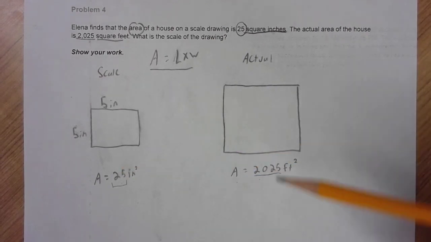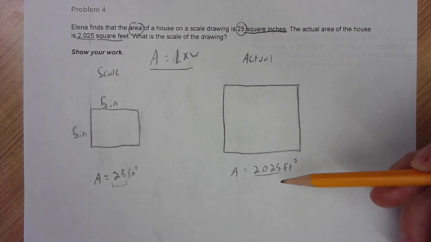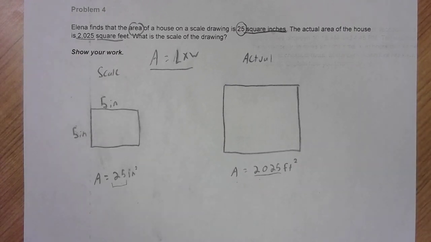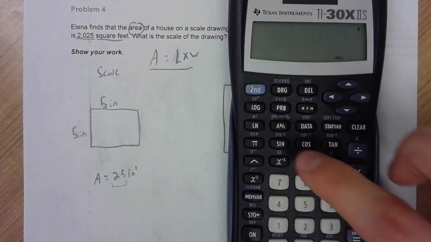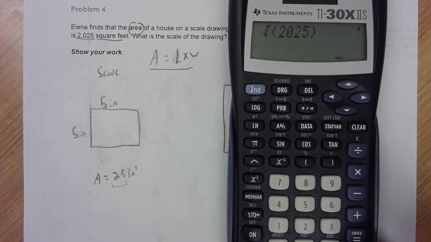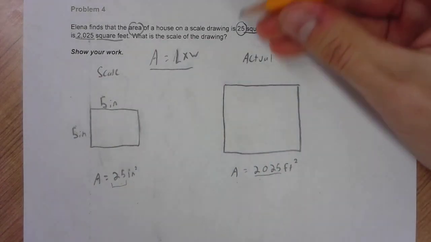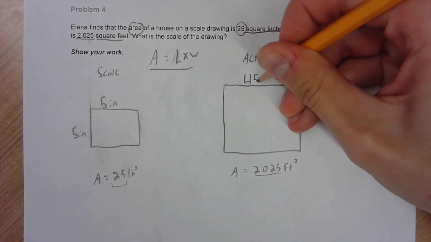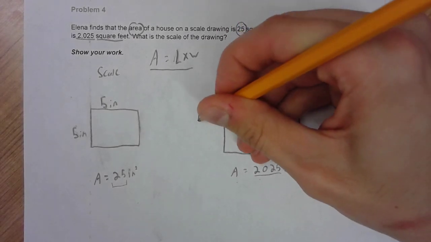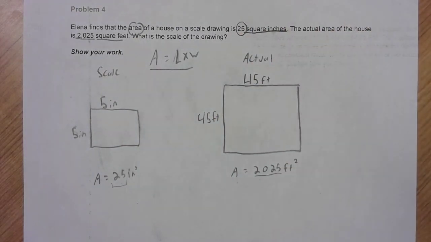So let's translate that to our next square to see what the sides would be to give us a total area of 2,025. The easiest way to do this would be to take out your calculator. We're going to do second, square root of 2,025. What that is going to give us is 45. Now 45 feet will be our measurements for both sides of our actual square.